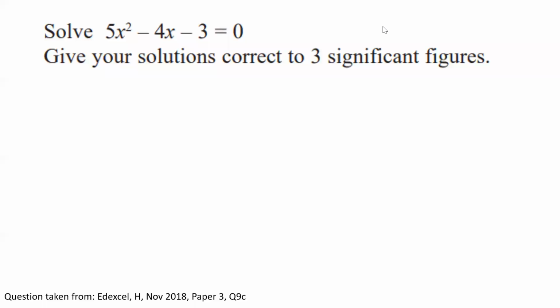We've got a number of clues as to what we're going to need to be doing in this question. We've got 5x squared minus 4x minus 3 equals 0. And the big clue is that we have been told that we need to give our solutions correct to three significant figures. If we're solving quadratics, there are many ways we can do this. We can look at using square numbers. We can factorize it into brackets. But the clue for this one is that we need to give the answer to three significant figures, which suggests that we're going to be using the third method, the quadratic formula.